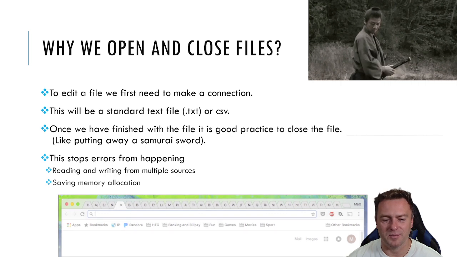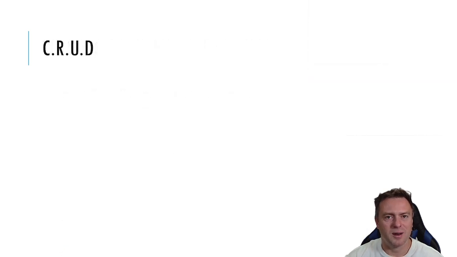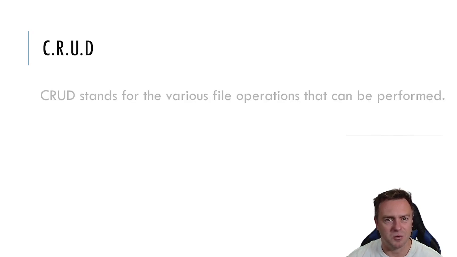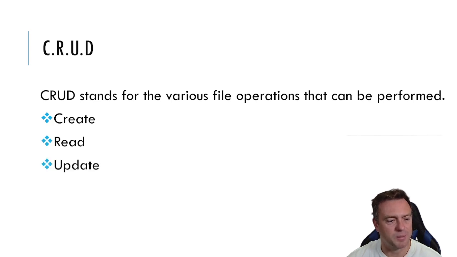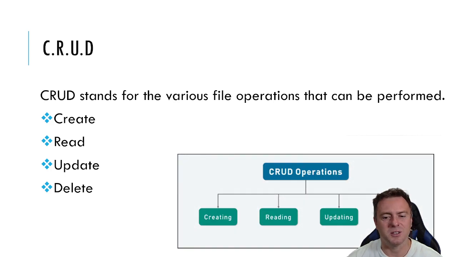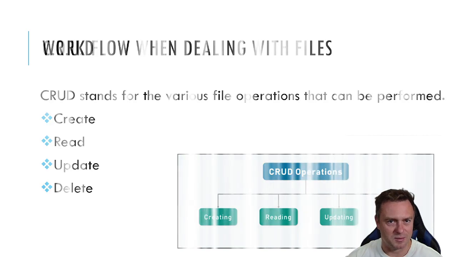So CRUD is basically a little memory trick so that you can remember all the different actions that you can do within a file. CRUD stands for the various file operations that you can perform. You can create a new file, you can read a file, you can update the file, and then you can delete the file. Those are the four main ones. CRUD operations have been around for a while. Hopefully that helps you remember all those different things.